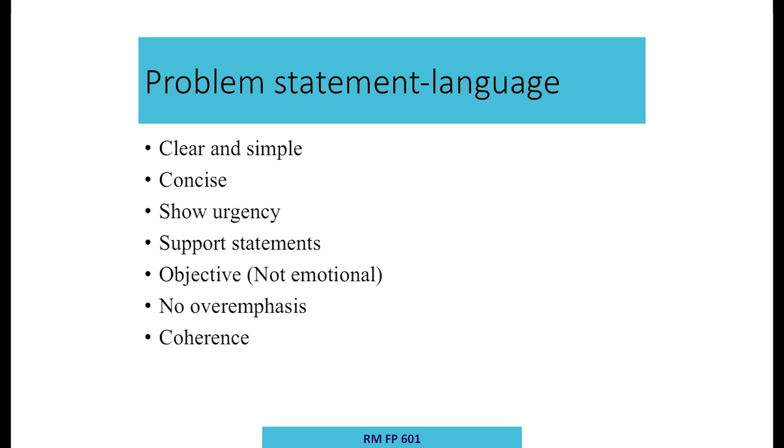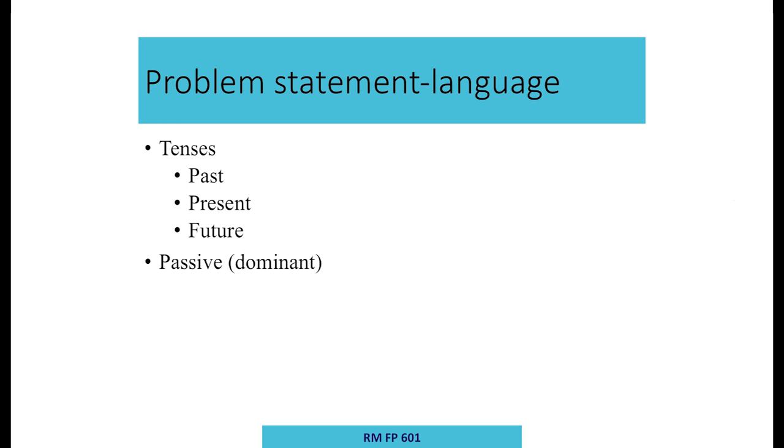That is, showing evidence of what is known, that is, the existing situation, or what is ideally supposed to be. And they should be objective. Avoid being emotional. Be objective about what you want to start and what you want others to understand from your research problem statement. And finally, but not least, avoid emphasizers and ensure coherence. In most cases, problem statements combine the past, present, and future tense. And it is dominantly passive, although sometimes there is a component of active voice.